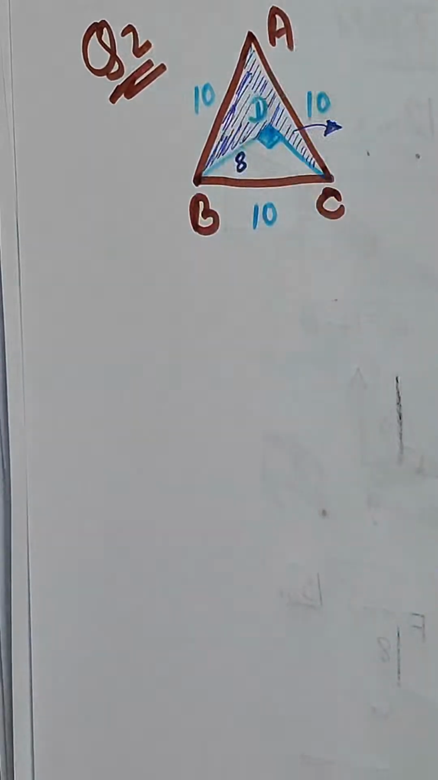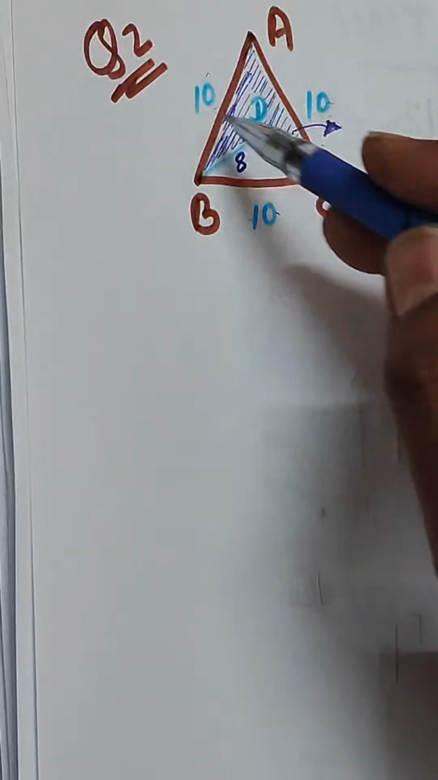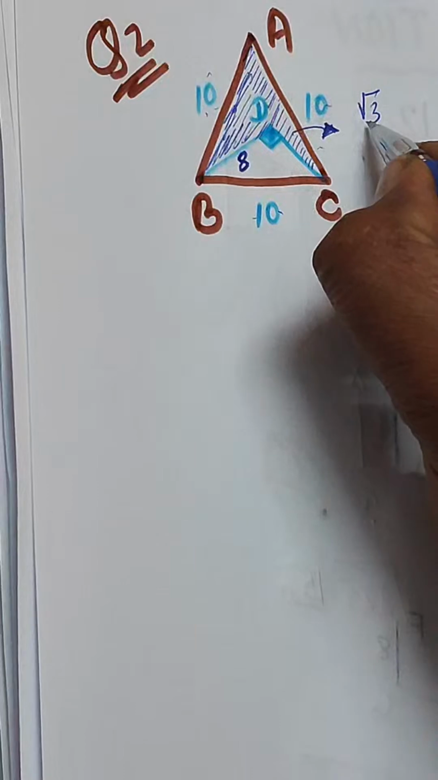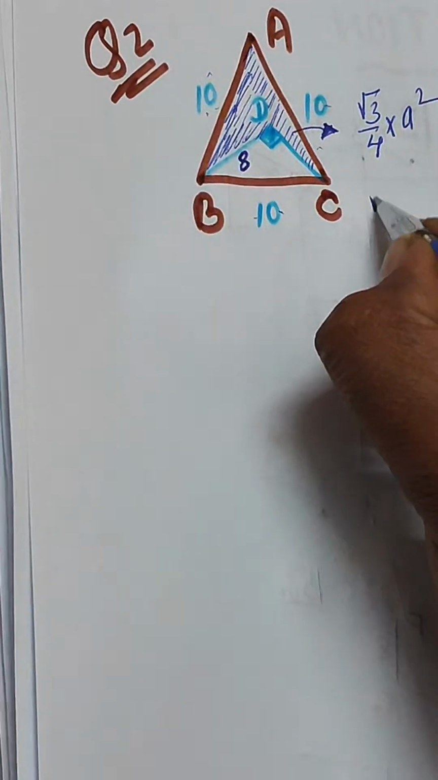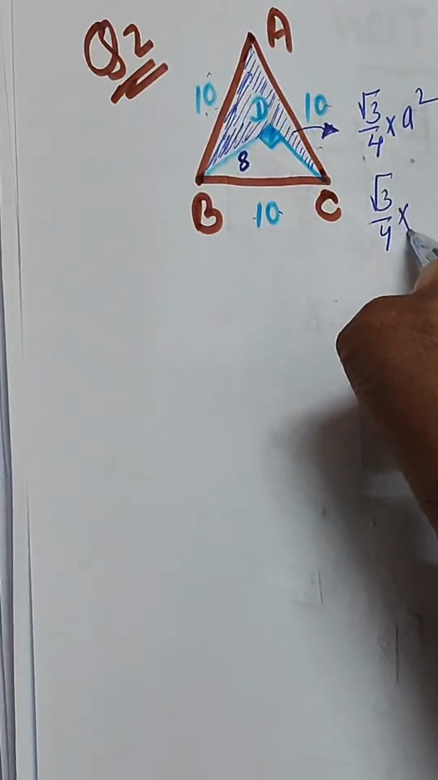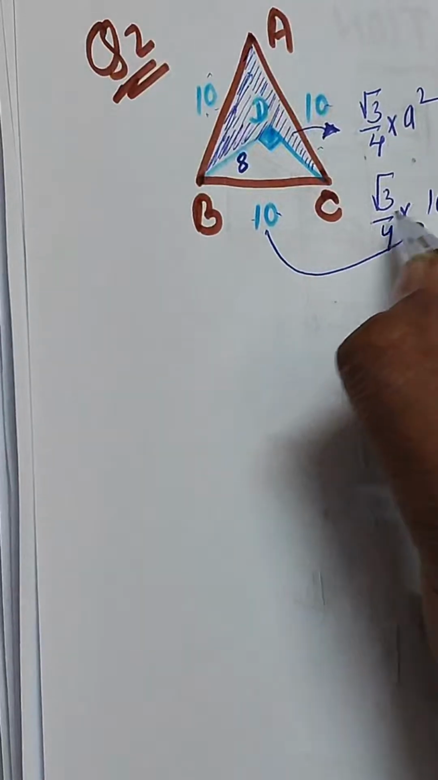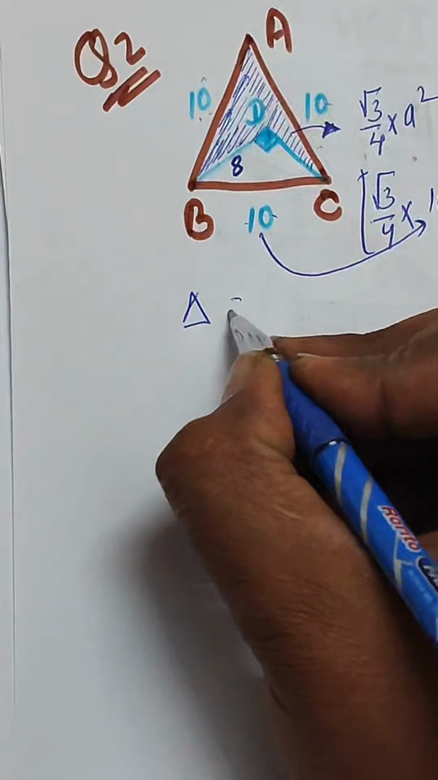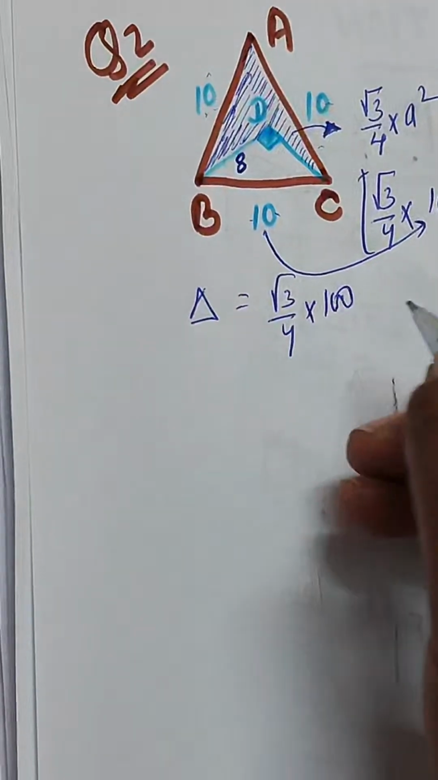I'll just say the steps only. You know the area of an equilateral triangle, it's root 3 by 4 into side a square, right? So root 3 by 4 into the side, which is 10, so it will be 10 squared. This will give you the area of the triangle. So the triangle area is root 3 by 4 into 100, right?